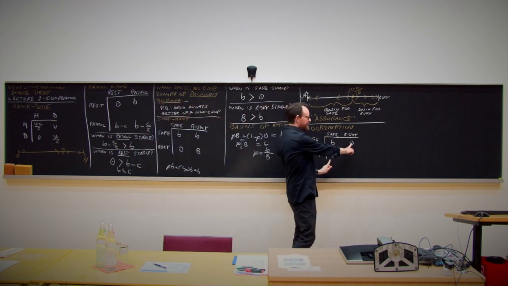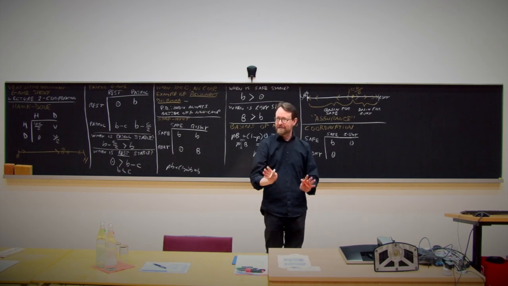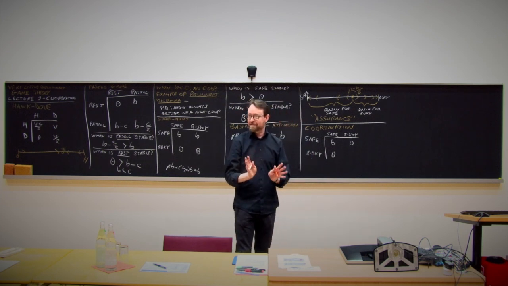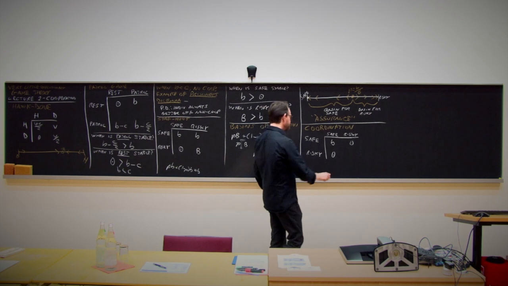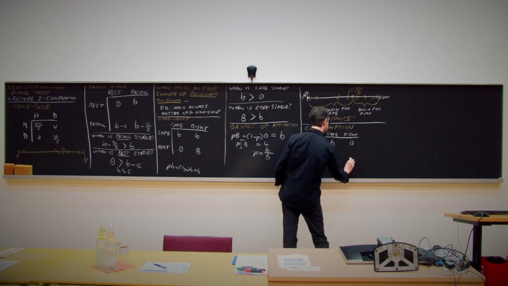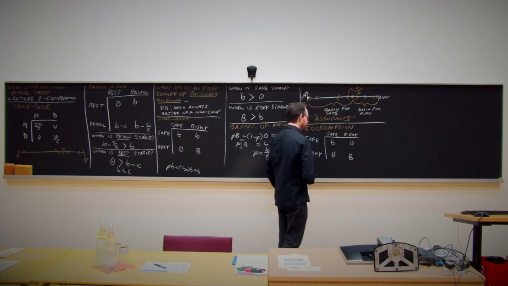These zeros don't have to be the same, but I just want to keep it easy. They could be, one could be negative. And then if you both choose risky, you both get big B.